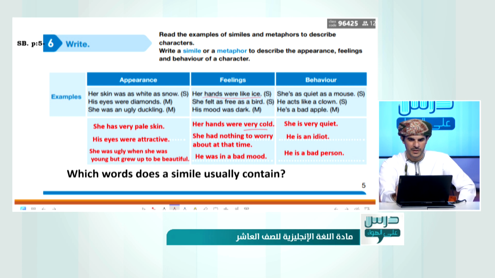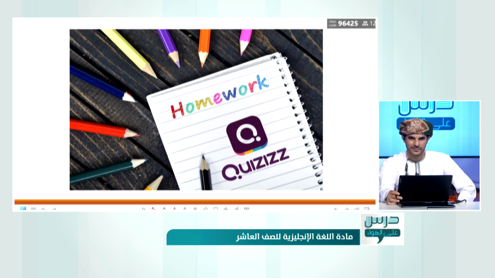Now, look at these similes and metaphors. Which words does a simile usually contain? Which words? Can you say? Very good. As, and what? Like as well, as and like. Okay, very good, dear students.